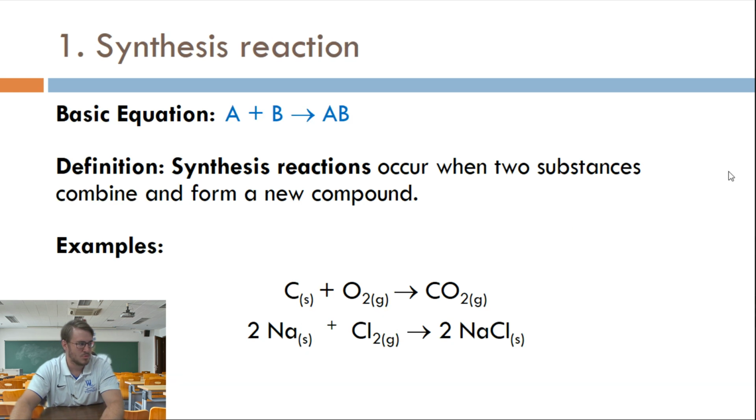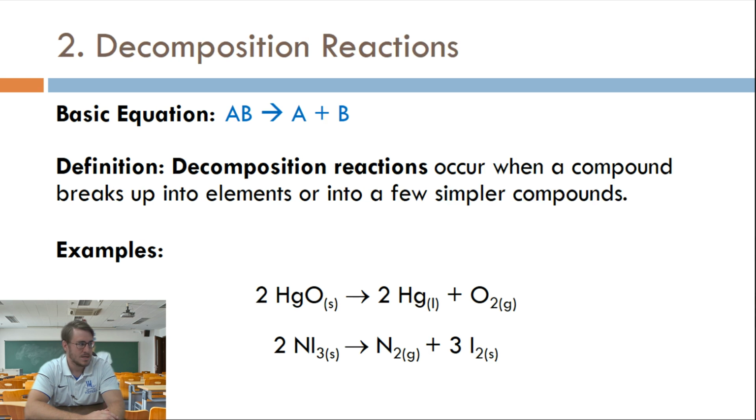So let's look at them a little bit more closely. The basic equation for synthesis is A plus B yields AB. Two substances combine, you get one new compound. Pause and study if you like. Decomposition takes an AB compound and splits it into two parts. It could form new compounds afterward, where the A and B are also compounds. They're just smaller compounds, whereas AB would be the one larger compound. Nevertheless, pause and study if you like.